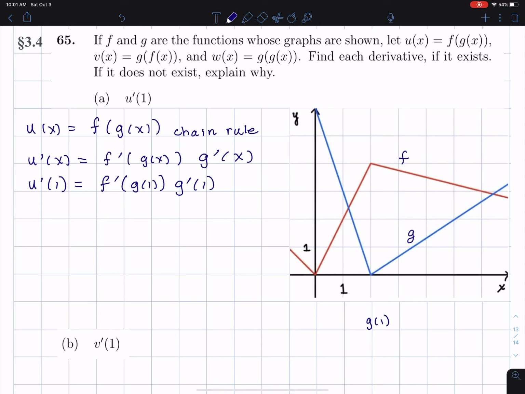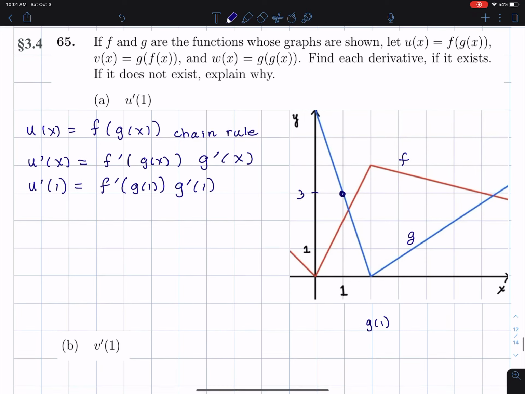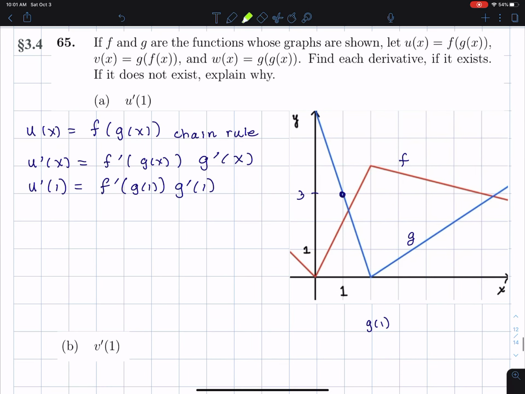So g of 1 is found by looking at the graph. I look at g, which is in blue, and I'm looking at x is 1, and I see y is 3. All right, so that is getting there piece by piece. I'm going to replace g of 1 by 3. Now, g prime of 1 is a little more tricky. This is the slope at x equals 1. G prime of 1 is the next thing I'm going to work on.